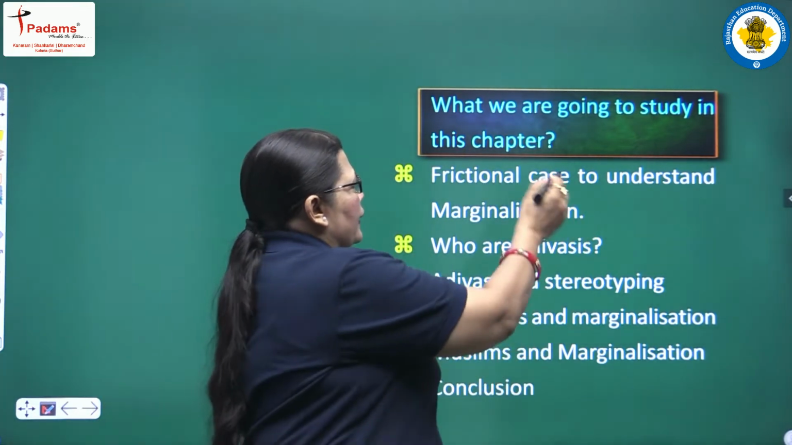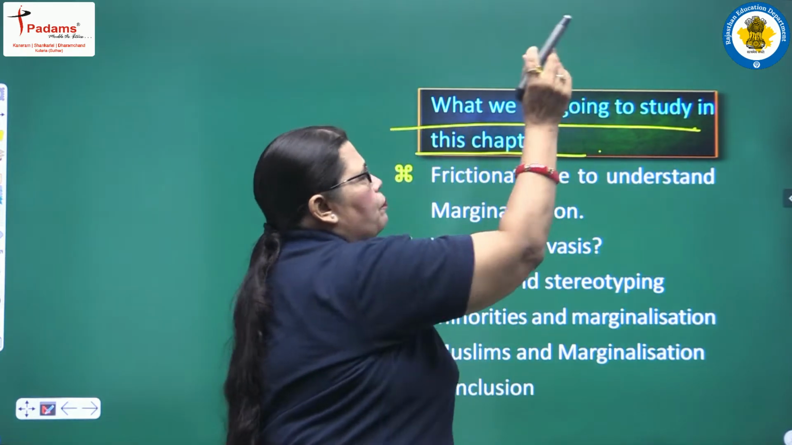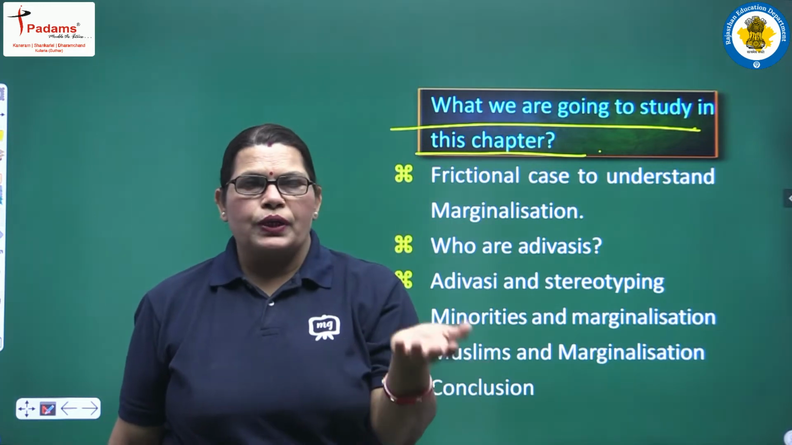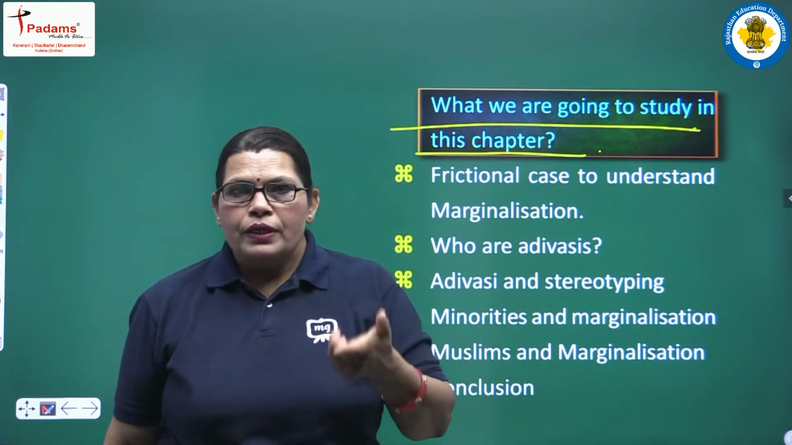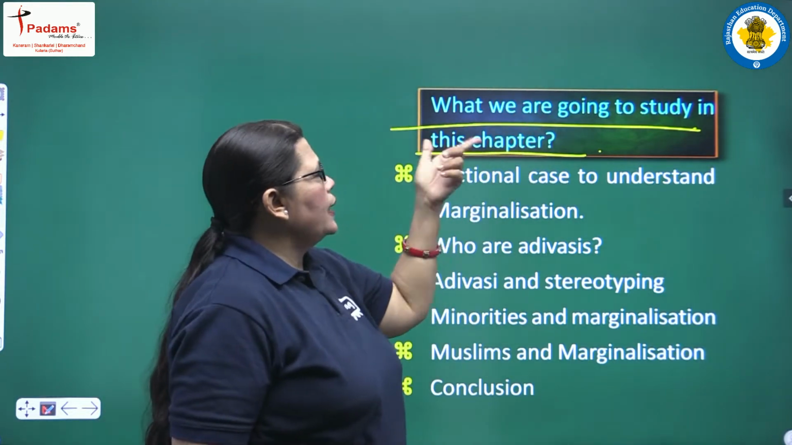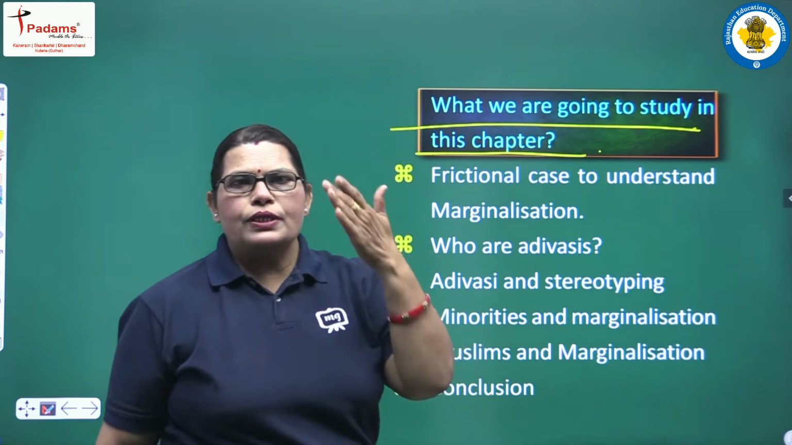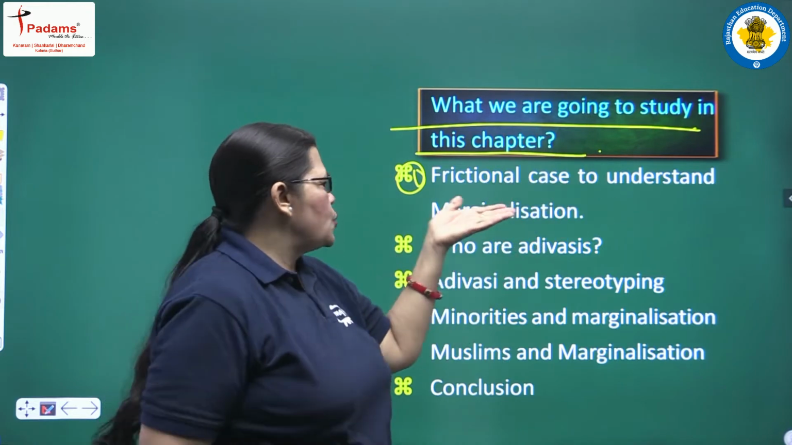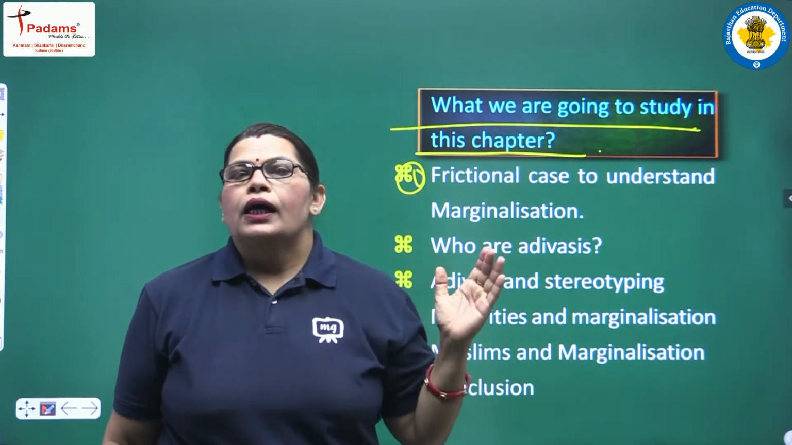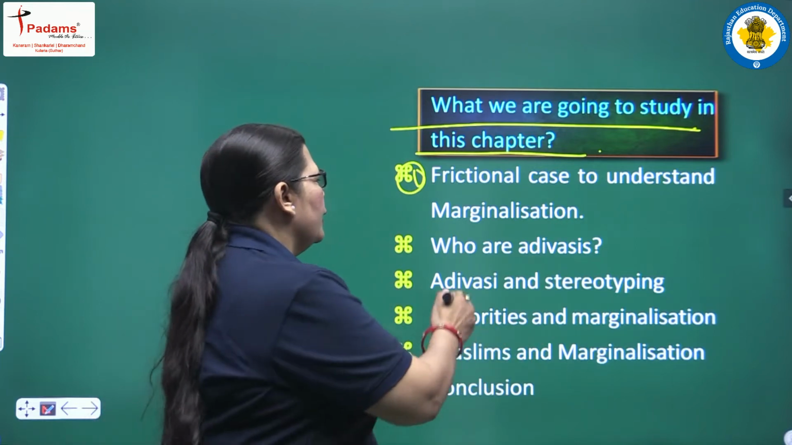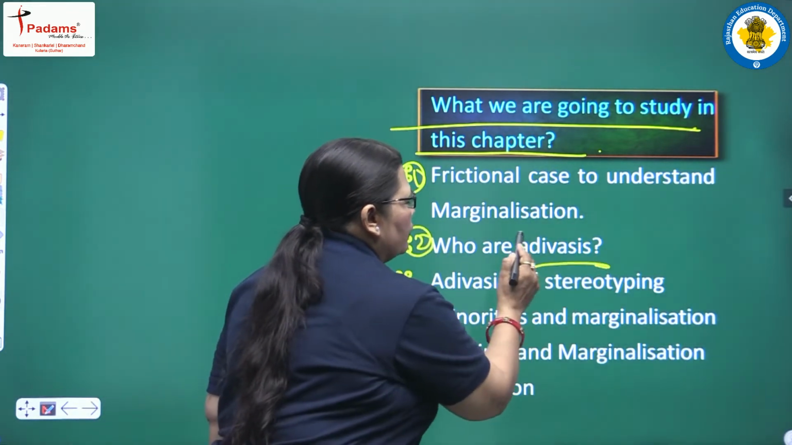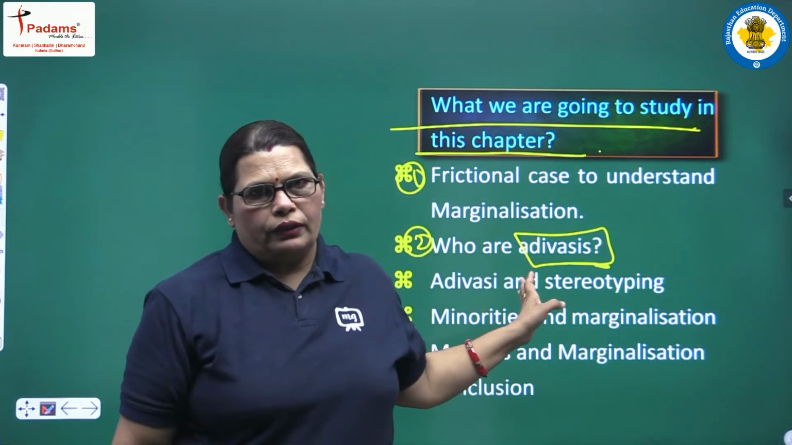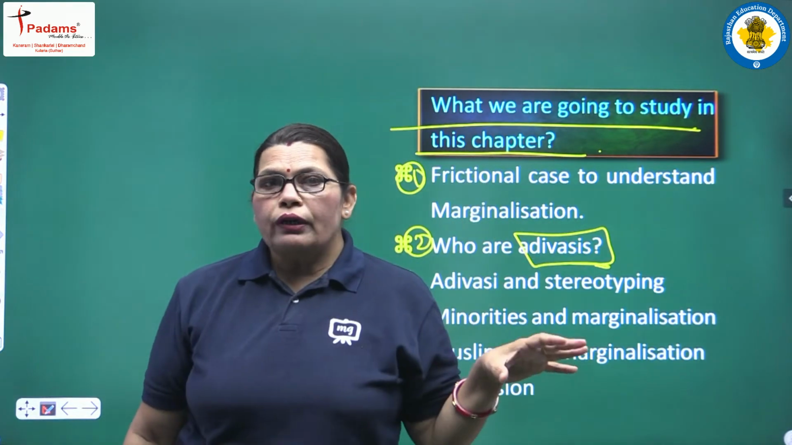When we are characterizing all these things, this is the main point we are going to cover. This is the main thing we are reading in this chapter. So what are we going to study in this chapter? First, we consider a fictional case to understand marginalization. We will take an example of a story here. Next is, who are Adivasis? There is a lot of discussion about Adivasis in our history portion and also in geography.